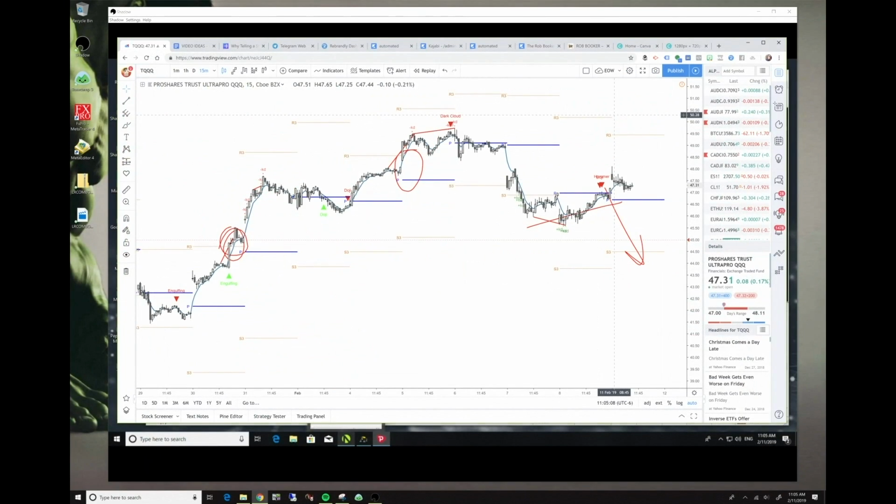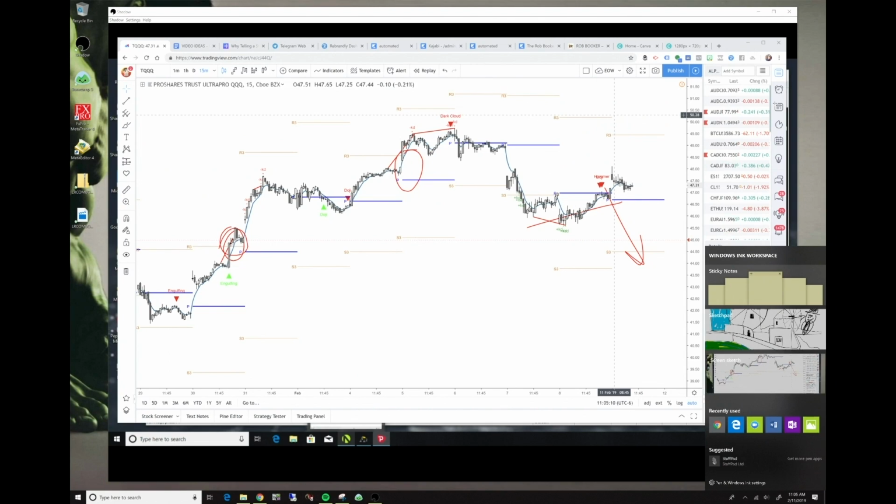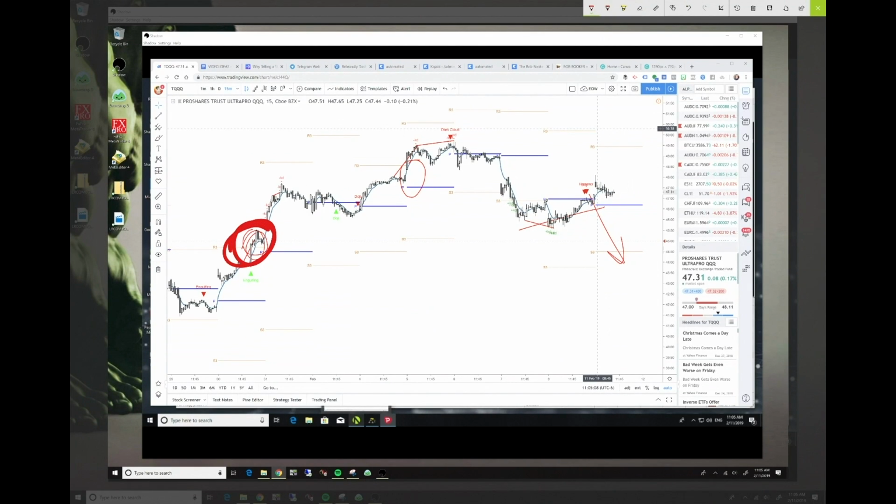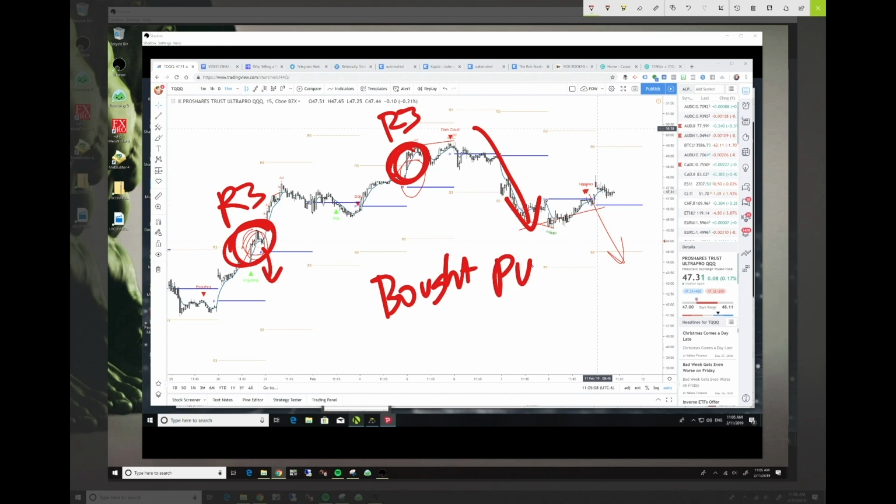Now, if we go over the anatomy of a recent successful trade, you can see right here, R3 got hit, price didn't immediately go down. R3 got hit again, and then price took a real significant drop. Now, I bought puts in each of these cases. And after basically going through the anatomy of this, I want to do 2 things.